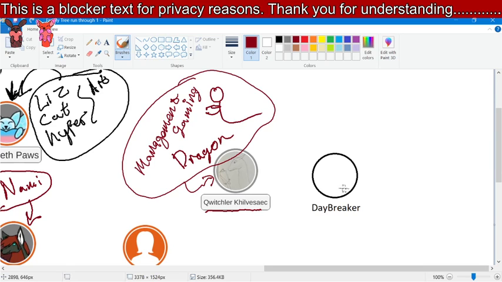And over here we have Daybreaker. Now Daybreaker, as you notice, doesn't have a picture. And the reason behind that is actually very explainable. We don't actually know what Daybreaker looks like. They've shown up as multiple forms.